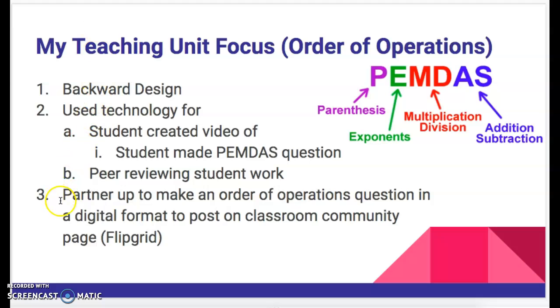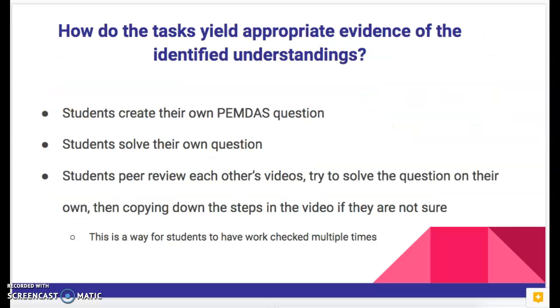So students partnered up, or they could work individually, and they made an order of operations question and then posted this on the digital format of Flipgrid, so that there's a sort of public product with that. They then went and peer reviewed their other classmates' work by watching their videos and checking and just seeing the steps essentially.